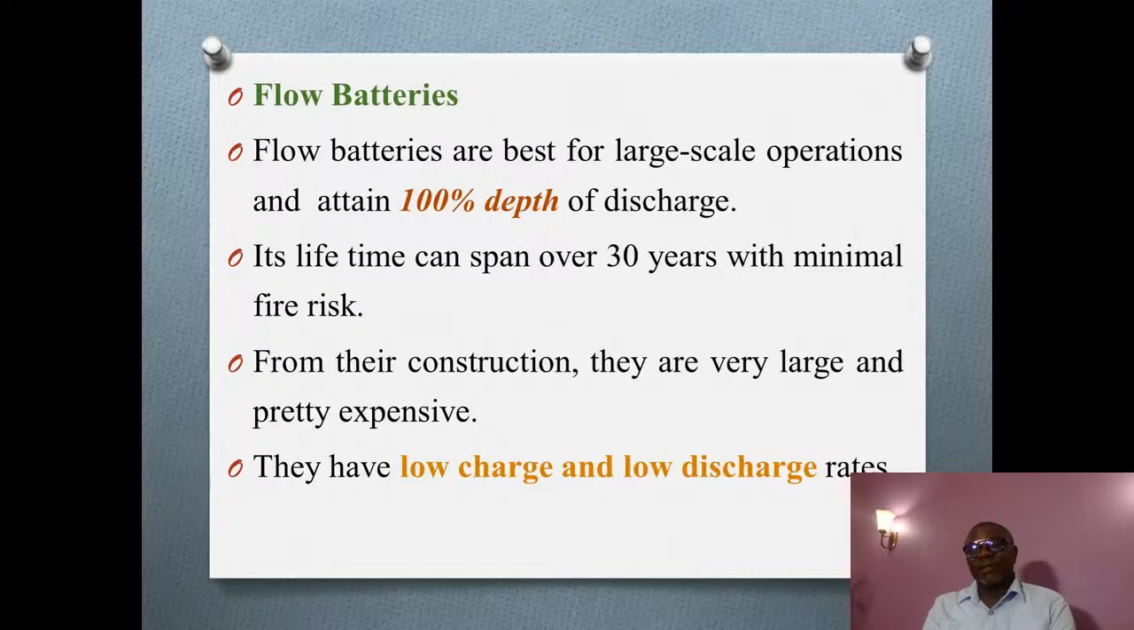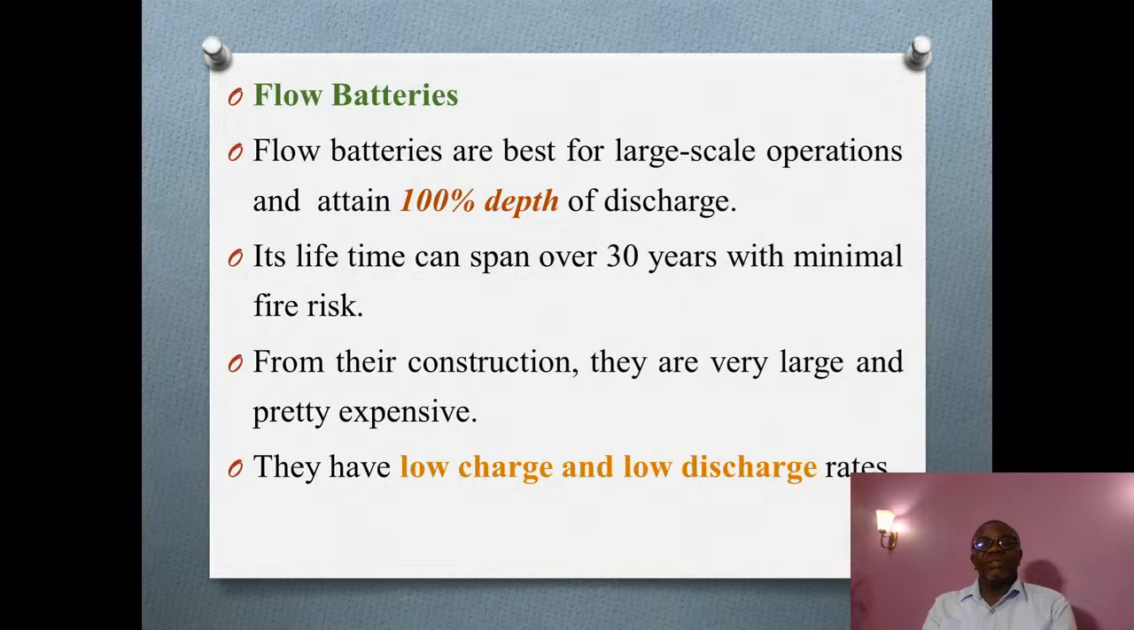What do we mean by that? The battery can discharge completely without going bad. Its lifetime can span over 30 years with minimal fire risk. You can see, if you are looking for a long-term system, you can go for flow batteries. From their construction, they are very large and pretty expensive.